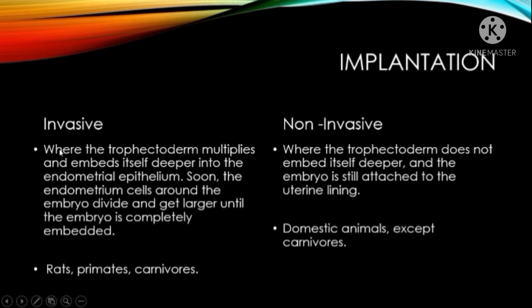In invasive implantation, the trophectoderm multiplies and embeds itself deeper into the endometrial epithelium. And soon enough, the endometrium cells around the embryo divide and get larger until the endometrium completely surrounds the embryo. This is found in rats, primates, and carnivores. In non-invasive implantation, however, the trophectoderm does not embed itself deeper and only attaches itself to the uterine lining. This is found in domestic animals except carnivores.